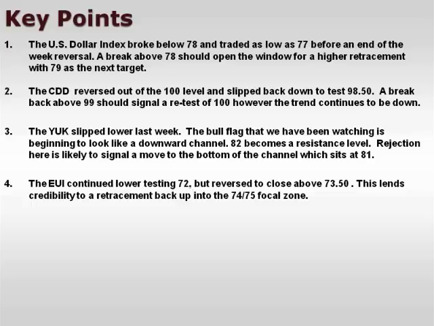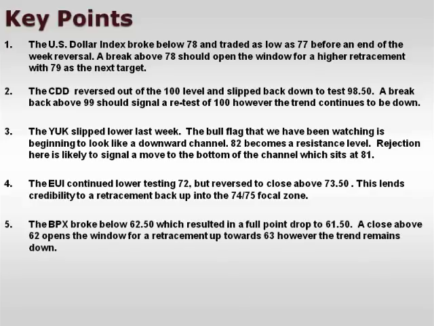The EUI continued lower, testing 72, but reversed to close above 73.5. This lends credibility to a retracement back up into that 74-75 focal zone. The BPX broke below 62.5, which resulted in a full point drop to 61.5. A close above 62 opens the window for a retracement back up to 63. However, the trend remains down.